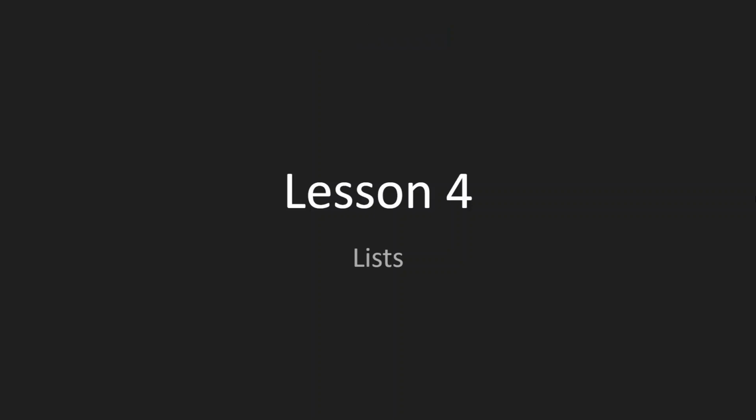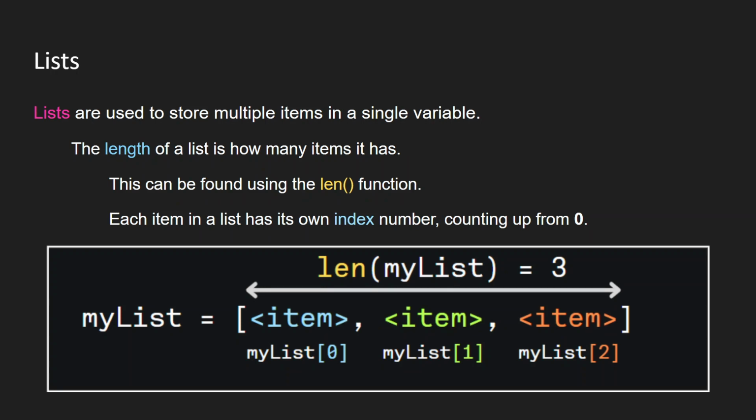Welcome to lesson 4 of my Python series, lists. Lists are used to store multiple items in a single variable. The length of a list is how many items it has, and this can be found using the len, short for length, function. Each item in a list has its own index number counting up from 0. So we have this list here, and it has 3 items, so if you call the length function, you'll get 3. And then this is index 0, this is index 1, and this is index 2. So it starts from 0.